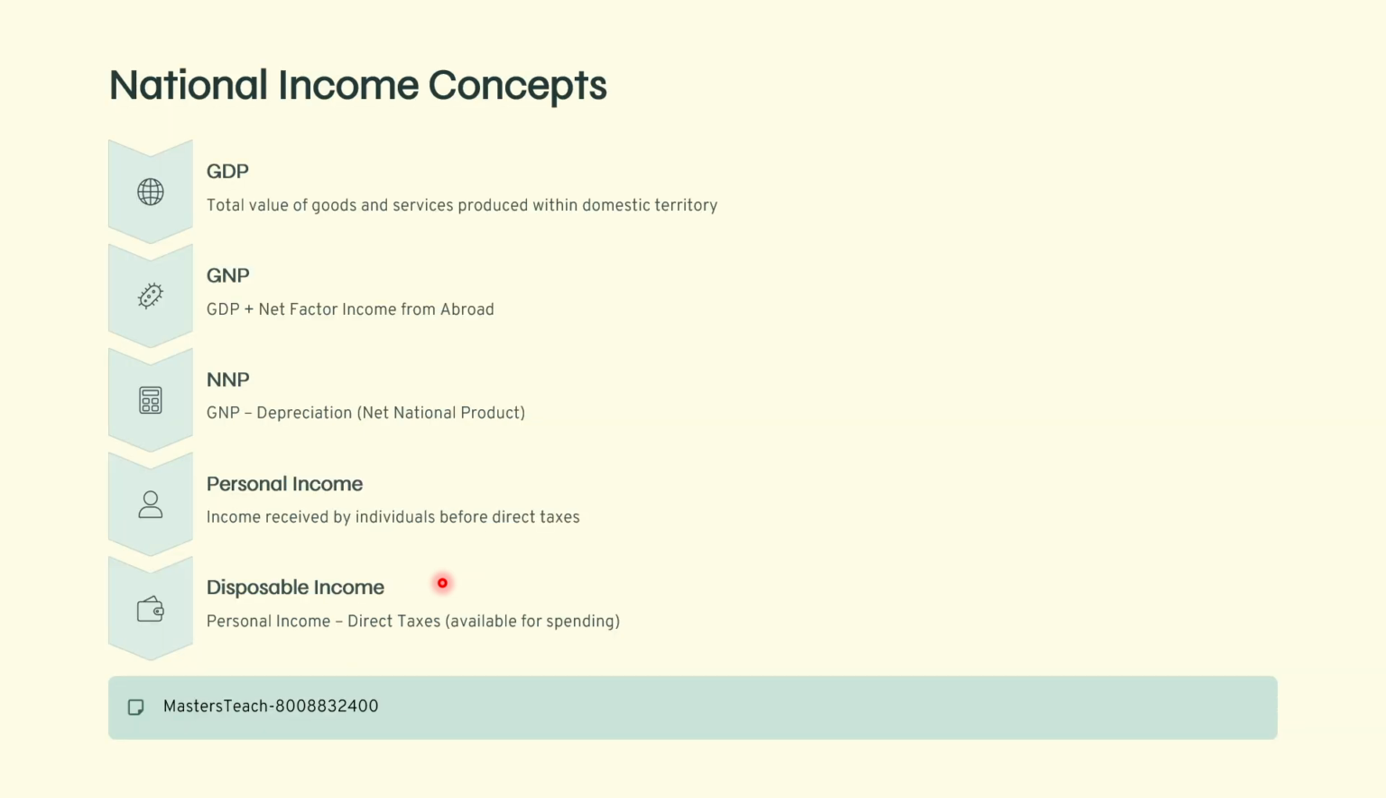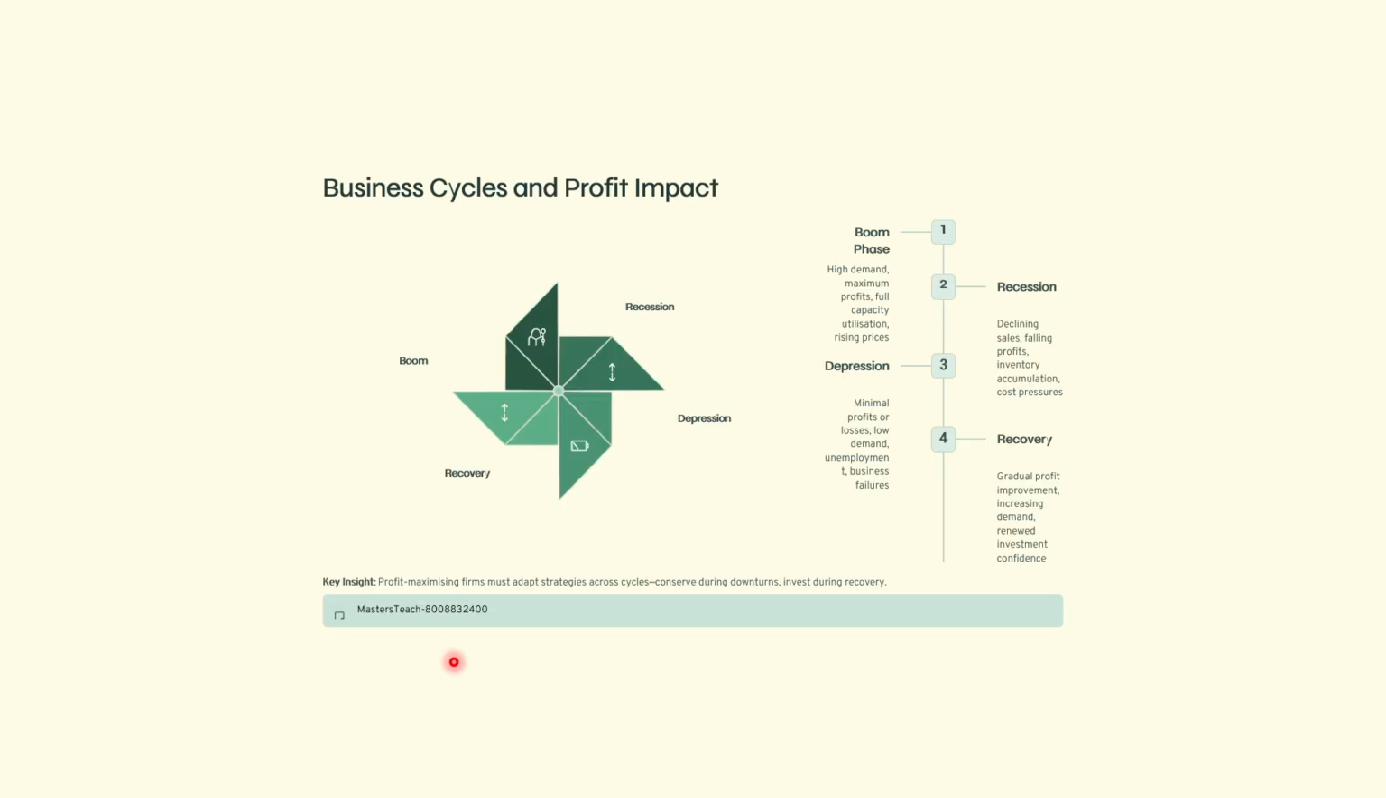So these are the concepts of national income. One is GDP, the total value of goods and services produced within the domestic territory. GNP is GDP plus net factor income from abroad. NNP is GNP minus depreciation. Personal income is income received by individuals before direct tax. Disposable income is personal income minus direct taxes. Just go through this.